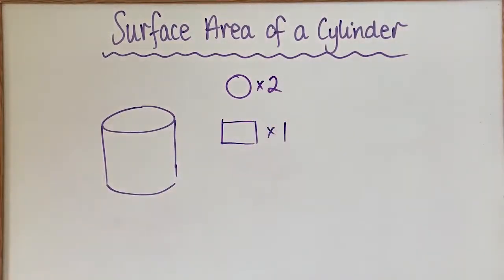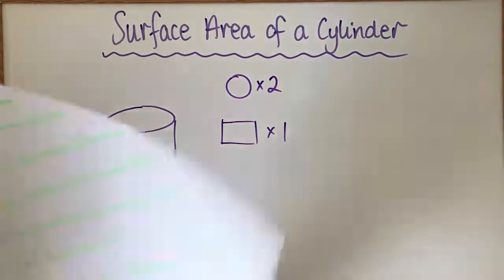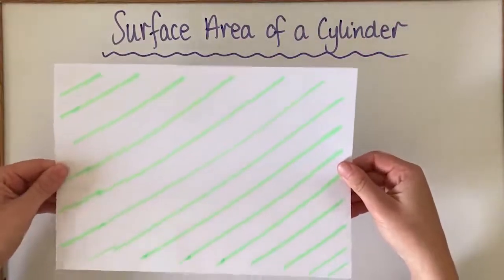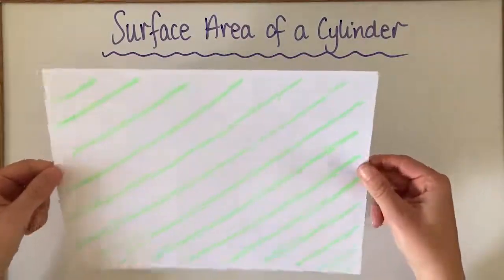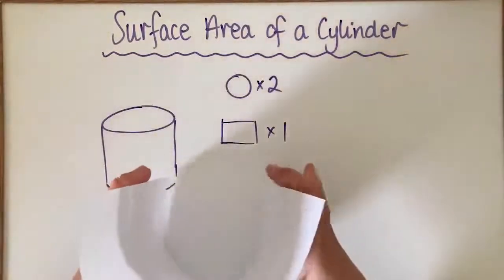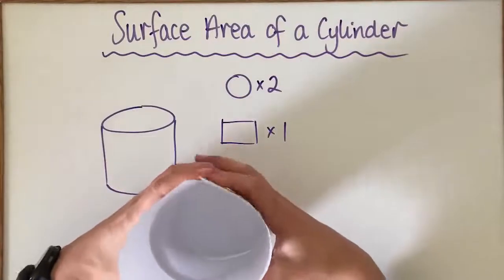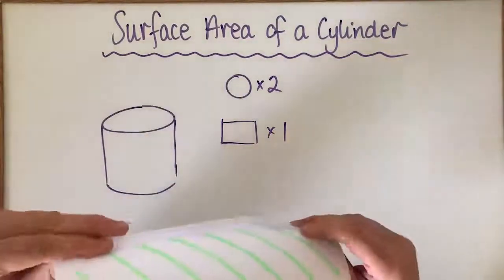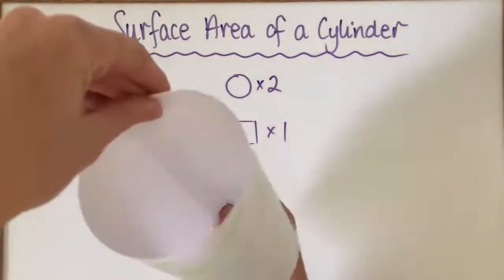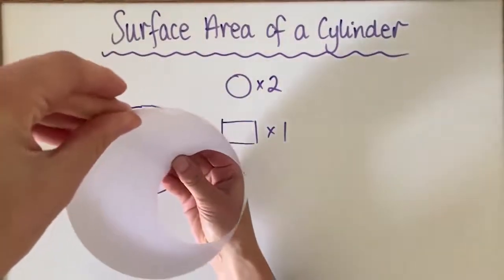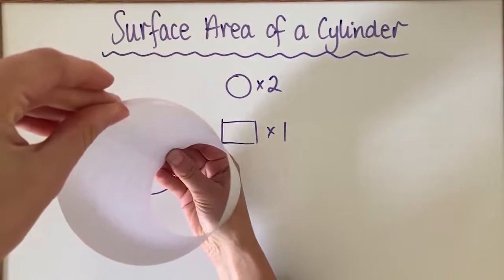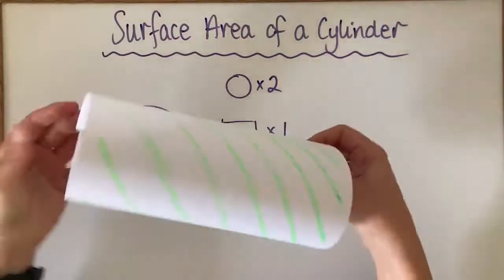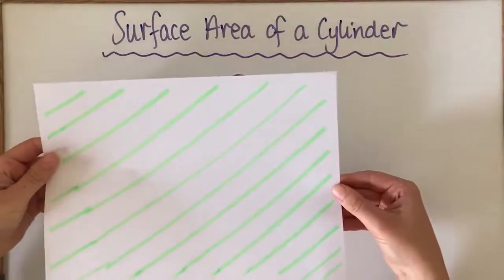Now to prove that, I can actually show you with a piece of paper. So obviously this is just a regular A4 piece of paper. And when you move it around, you can actually turn it into a cylinder, okay? So you can see that there is a circle at both ends, and then it looks like a cylinder. And then if we unwrap it, we're left with a rectangle.